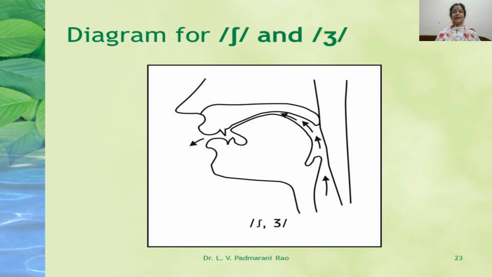So the air that is coming out from the lungs passes through this narrow gap with an audible friction, and because the soft palate is raised, that becomes an oral sound. Because the tongue comes very close to the hard palate and the teeth ridge, both are involved, it's called palato-alveolar. And because the air is coming out with an audible friction, it is called fricative.